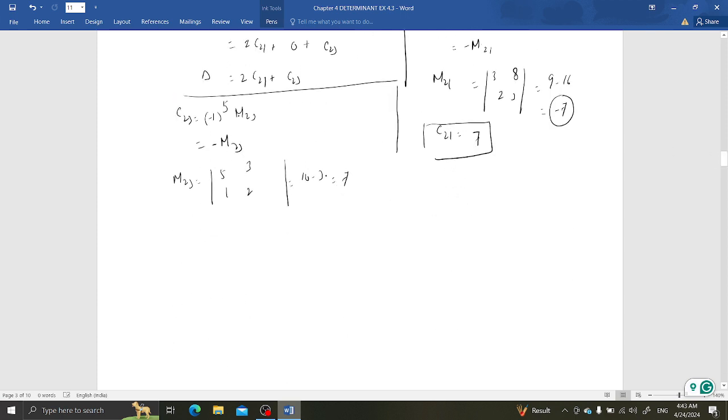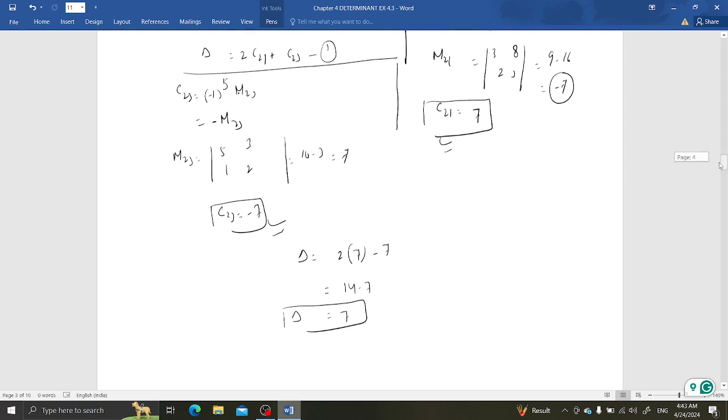So now what is C23? C23 is minus 7. Okay. So both the values C23 and C21 we can put in the first equation. So the determinant is 2 times plus 7 and minus 7. Okay. So what we are getting here, 14 minus 7 is 7. This is our determinant. If they say along the first row, then also we can find it, or along the third row we can find it, and the same determinant will come every time.